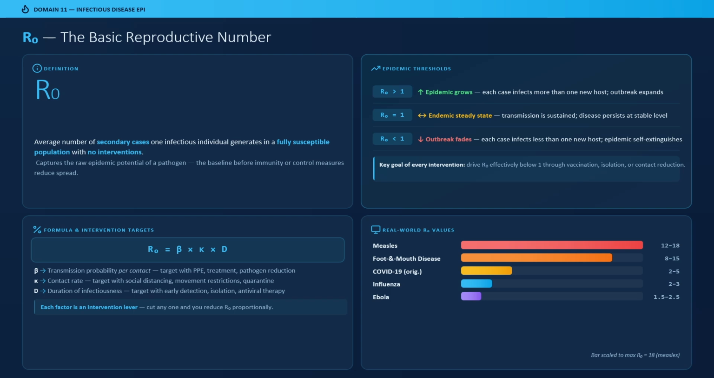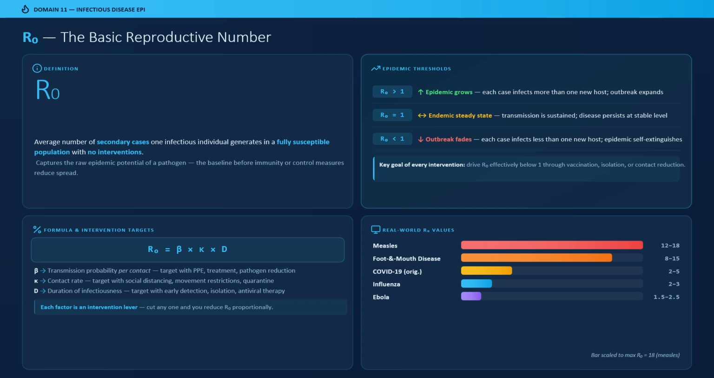So the goal of every single intervention you will ever design comes down to one sentence. Drive R below 1. That's it. Vaccination, isolation, movement restriction, treatment, every tool is pointed at that same target. And the formula tells you exactly how to get there.